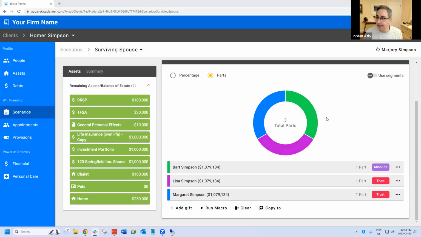Any other questions? Would you use segments on a specific asset to be distributed to a group? Right now we don't permit the division of an asset unequally, although it's something that we've had requests for, and so we are going to build that, but that doesn't exist right now.